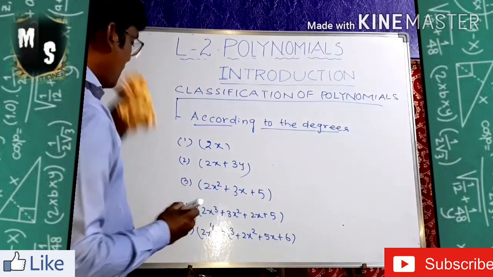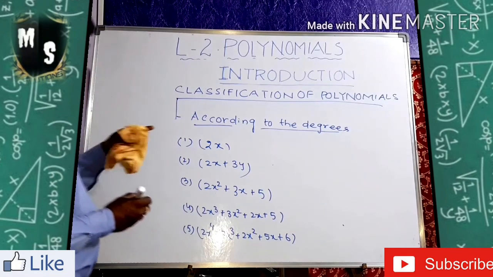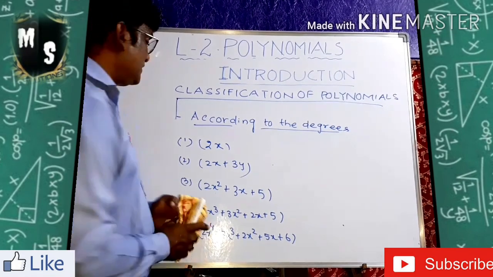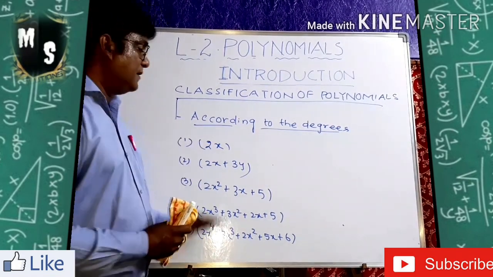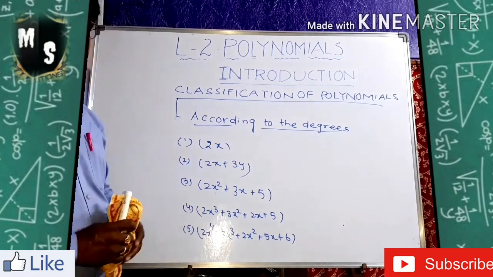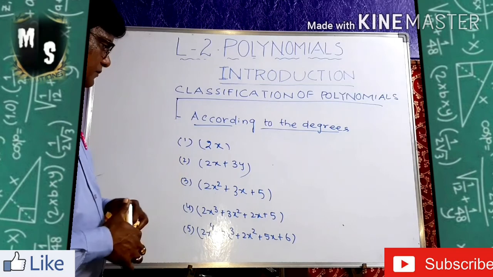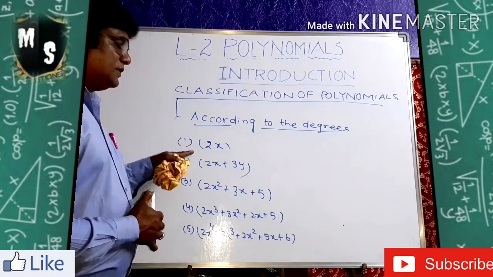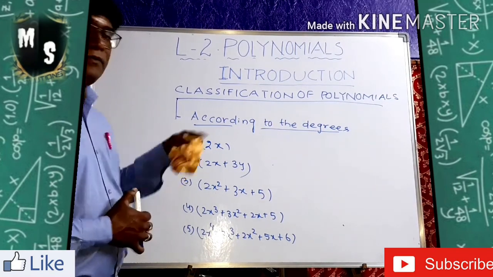Now I gave you expressions like this. What are these expressions? They are clearly polynomials, because there is no LHS and RHS. They are not separated by an equal sign. So now you see, in these expressions, the degrees. Let's come to the degrees.